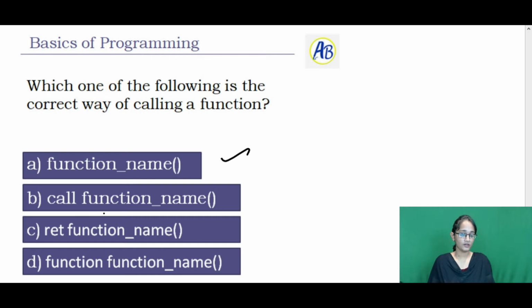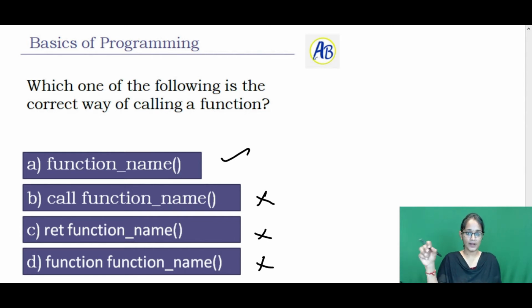Here you can see call underscore function underscore name. This is a wrong one. This is also a wrong one. Call function underscore name. This is also a wrong one. We call the function by using the function name and brackets. Inside the brackets we pass the arguments.